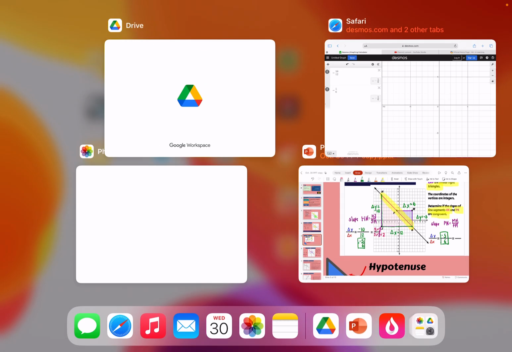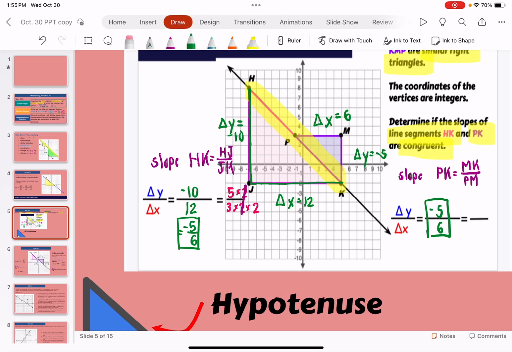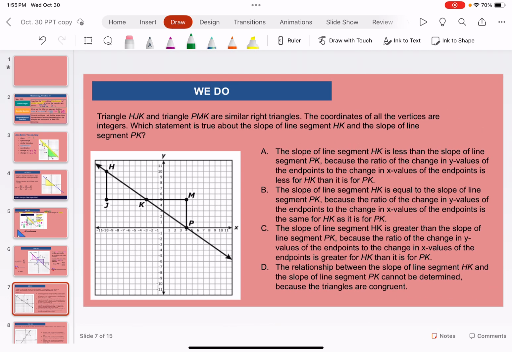-5/6. So that's how you can double check or verify that the slope is in simplest form. Okay, so our next problem relates to that main point that I just repeated, right? That the slopes of the hypotenuses of similar triangles are the same. So it's just a word problem.